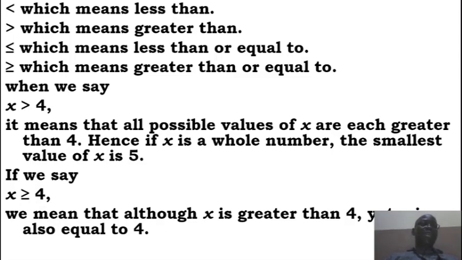When we say x is greater than 4, it means that all possible values of x are each greater than 4. Hence, if x is a whole number, then the smallest possible value of x is 5.